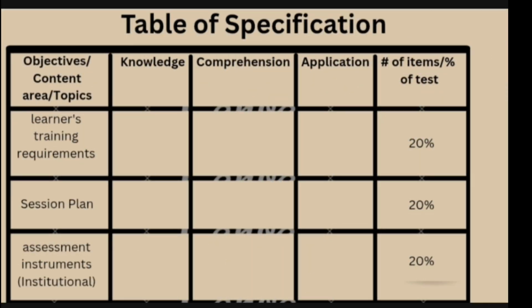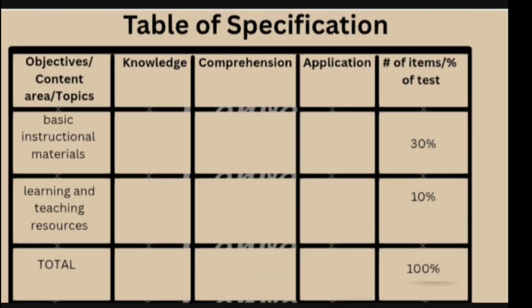This is a sample. The number of items is not prescribed. The trainer should decide on the number of items based on the content of the competency. Now let's proceed to the table of specifications. As you can see, there are objective, content, area topics, knowledge, comprehension, application, number of items, and percent of test. Learners' training requirements 20%, session plan 20%, and assessment instrument institutional 20%. Basic instructional materials 30%, learning and teaching resources 10%, and the total is 100%.